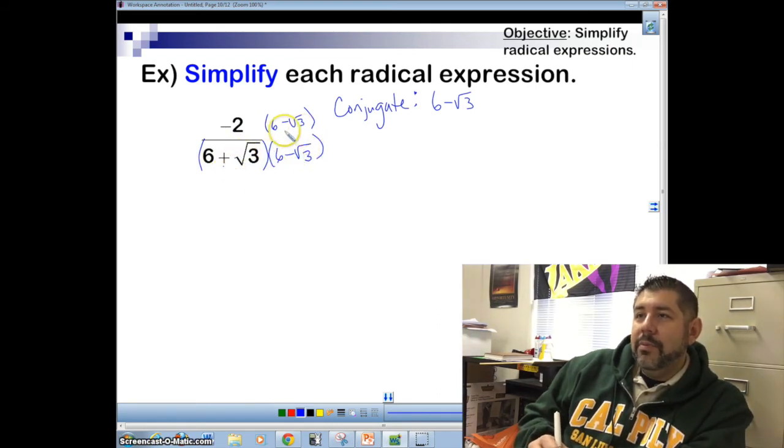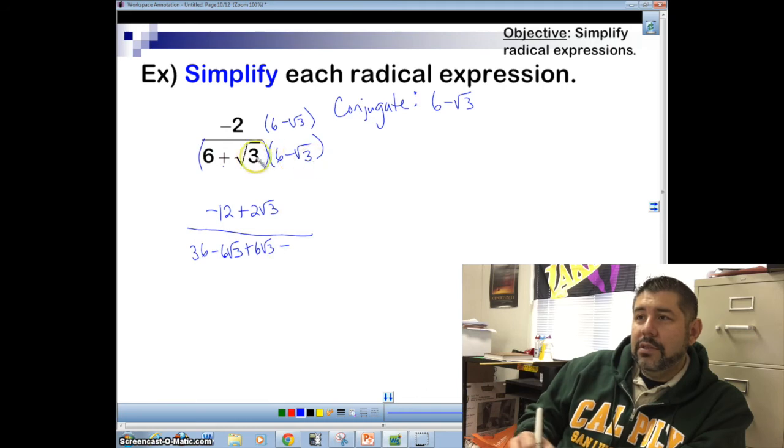So watch what happens. I'm going to have negative 12 plus 2 root 3 on the top. Now, if I multiply this using FOIL, I'm going to have 36 minus 6 root 3 plus 6 root 3 minus root 3 times root 3, which is just going to be 3, right? Because it's root 9, which is 3. So these guys are opposites, so they cancel out. And that's why we multiply by the conjugate. And we have over 36 minus 3, which is 33. And that is our answer, okay?